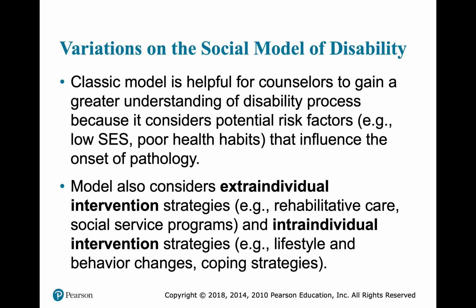Okay, so this model considers risk factors like low socioeconomic status, chronic health conditions, poor health habits, poor access to health care. The model also takes into account extra-individual intervention strategies, so effective medical and rehabilitative care, caregiver support, adaptive or assistive devices, social service programs, and structural or architectural modifications. So these are things that come up a lot with individuals who have disabilities.